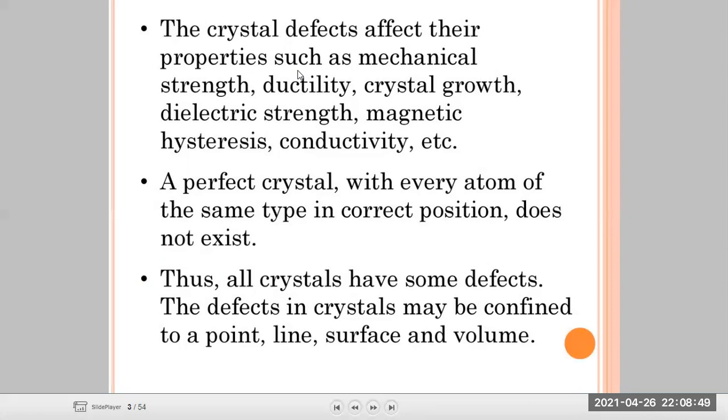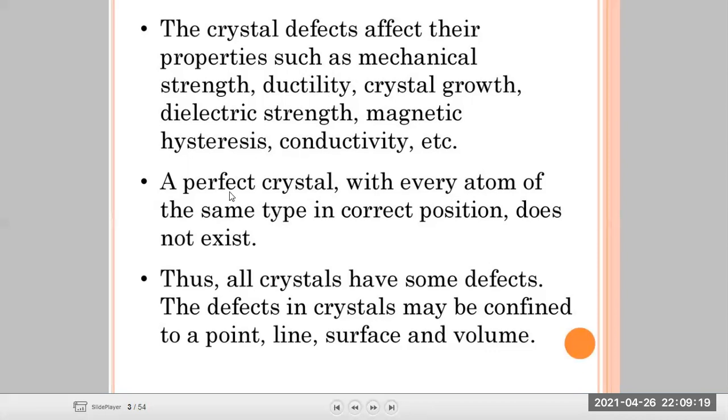So what if the atoms, molecules, or ions are not arranged in a regular fashion? What will happen to the properties of the crystal? We are seeing this: the crystal defects affect the properties. What type of properties? That may be mechanical property, strength, ductility, growth of the crystal, dielectric strength, magnetic property, that is called magnetic hysteresis, and conductivity. There are so many properties that are affected by the defects in the crystal.